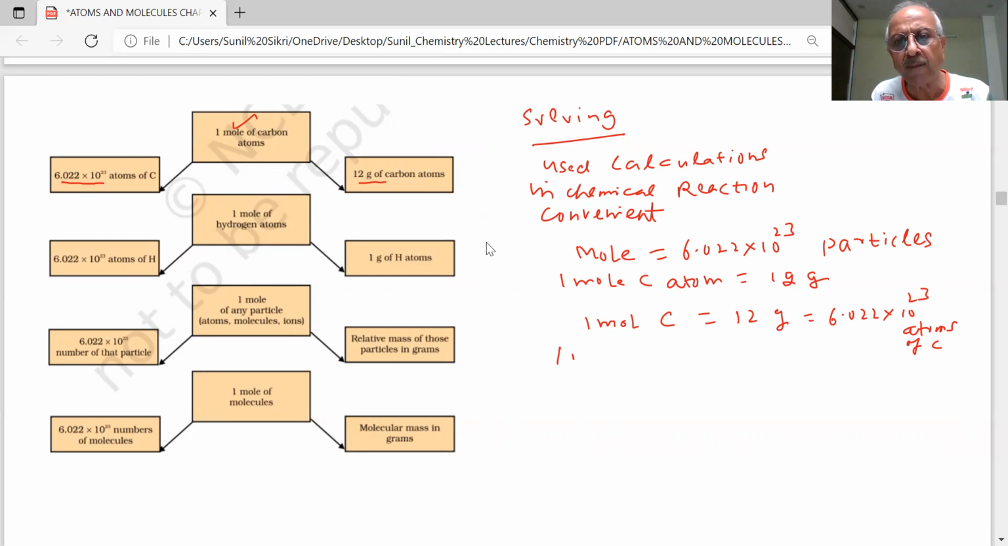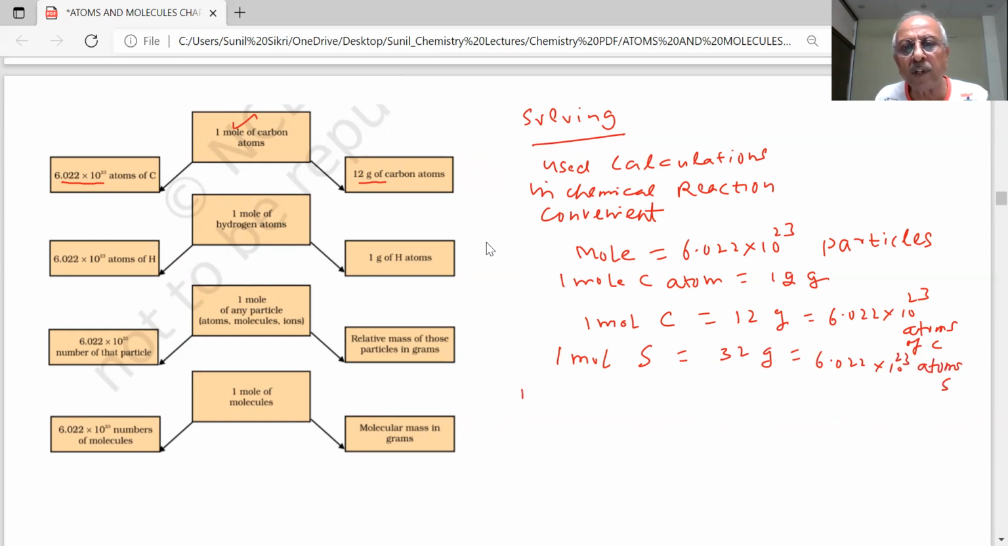Now, students, I am putting 1 mole of sulfur. Can you tell me what will be the mass of this? What will be the gram atomic mass of sulfur? There is a table given in the book. How much is that? 32 grams. And it will contain how many atoms of sulfur? 6.022 × 10^23 atoms of sulfur.